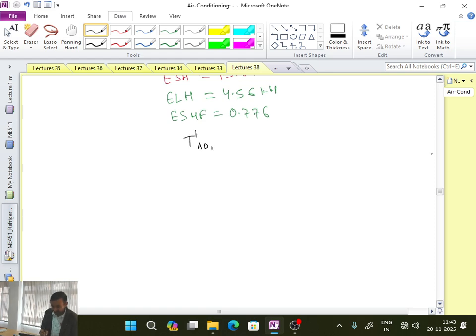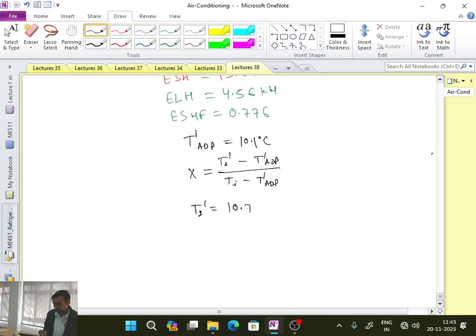So T dash ADP is how much? 10.1 degrees Celsius. Can you calculate T2 dash now? X equal to 10.7. T2 dash minus T dash ADP upon Ti minus T dash ADP. From here T2 dash is how much? 10.79 degrees Celsius. Okay. So it means corresponding to the new flow rate of the ambient air and new ADP, you have got the new supply state.